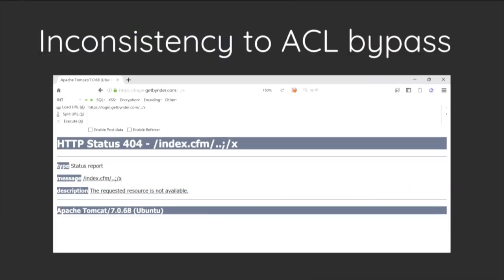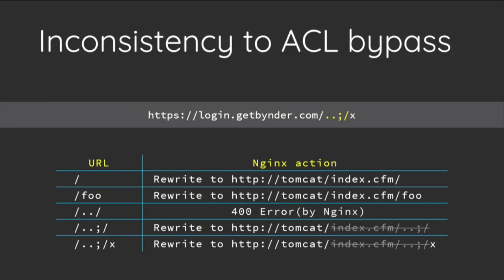We applied our traversal trick again and got a cool page. This is a 404 page, but the special thing is that the page was returned by Tomcat. This represents that we have already passed the first proxy and accessed the backend service. Another thing is, from the error message, we got an important hint. The hint is that our request path will be the path info in the backend index.cfm. From the hint, we can construct the server configuration in our mind. Nginx just rewrites the request to the backend index.cfm. But for ../, it will raise a 400 error because the path jumped out of the web root.